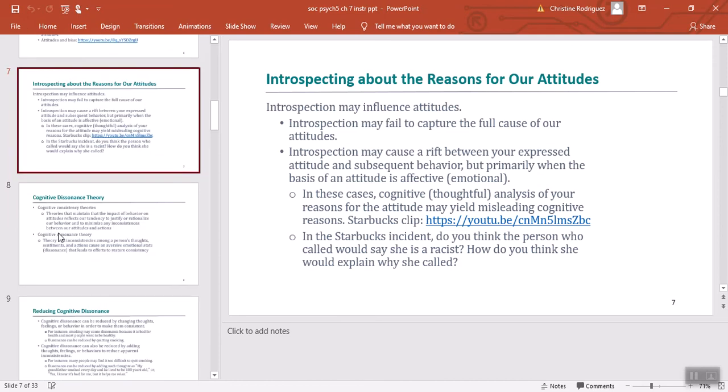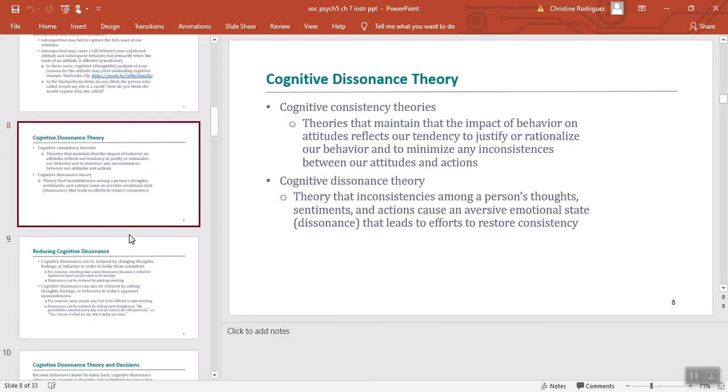I want us to really focus on cognitive dissonance theory because it is one theory that is very, very well known in social psychology. And I'm sure as we go through this, you will recognize that you have experienced cognitive dissonance as well. We all have, I think. Cognitive dissonance theory is really focused on the idea that when we say we have an attitude and we've put it out there, in particular when we've said to everybody, hey, this is my attitude about this.